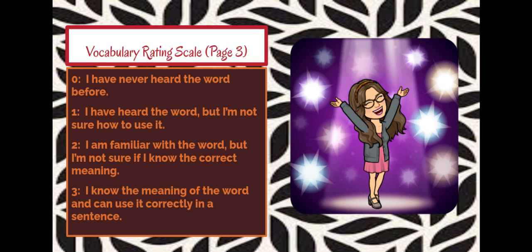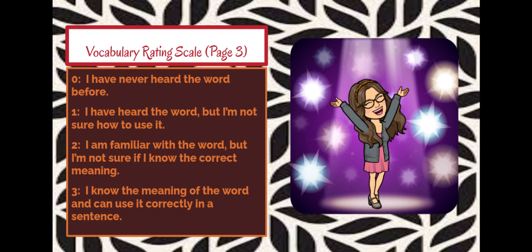Another important component to becoming a proficient reader and writer is vocabulary. Put very simply, vocabulary is word meaning. Knowing what words mean will help you understand what you read. The more words you know, the easier reading will become.